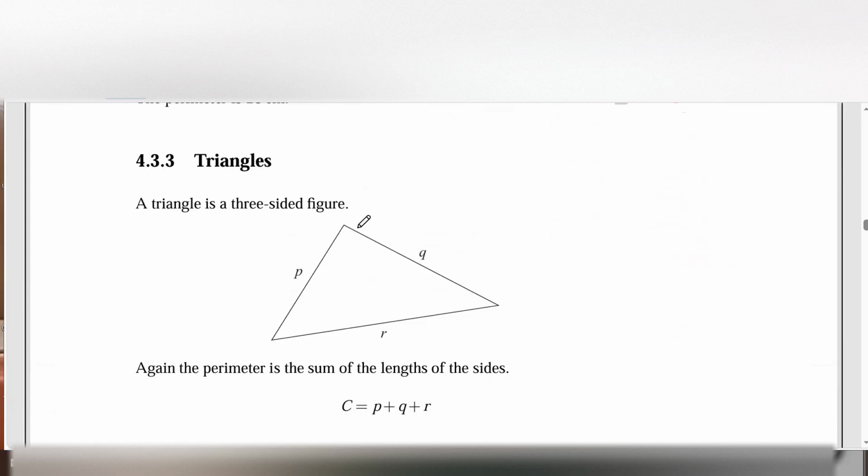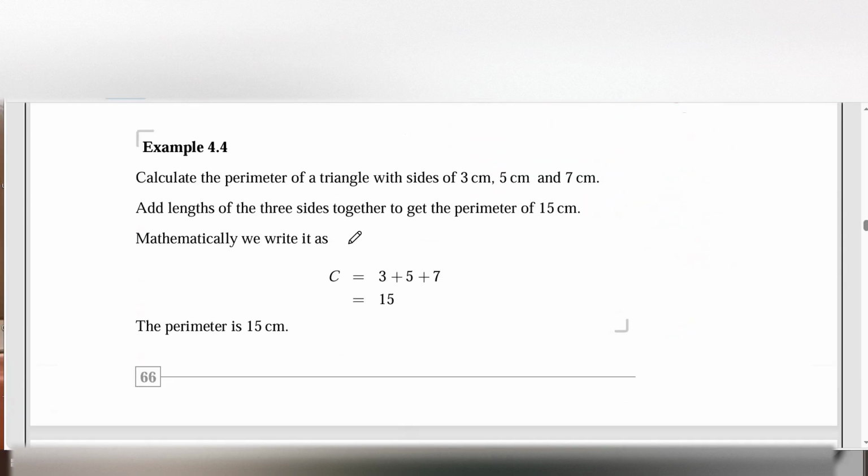Then when it comes to triangles, if we want the perimeter, we just add up everything. So it's P plus Q plus R, which let's call this C for perimeter, not P. So P plus Q plus R, we add up those lengths, and then we get our answer. Example, find the perimeter of a triangle with these 3 sides. So just plus. So 3 plus 5 plus 7 gives you 15, but that is centimeters.